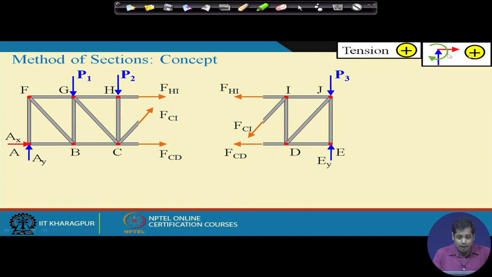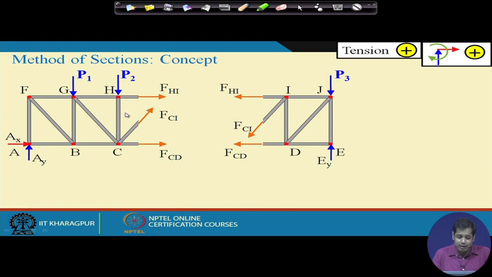Now, as per our sign convention, tension is positive. So, tension means in the member it will be in this direction, right. So the member force in HI is this, member force in CI is this, and member force in CD is this, and in the other part of the truss, these forces are this.